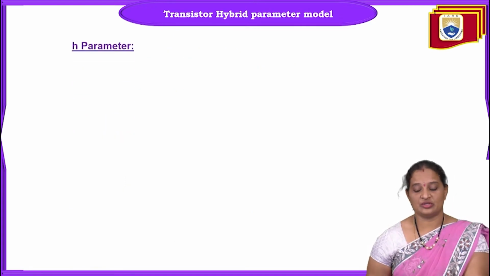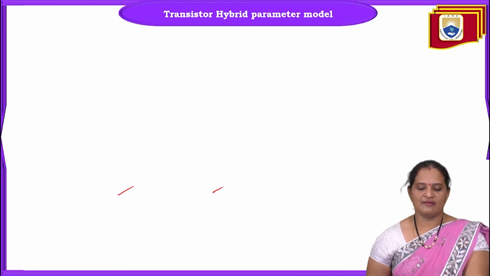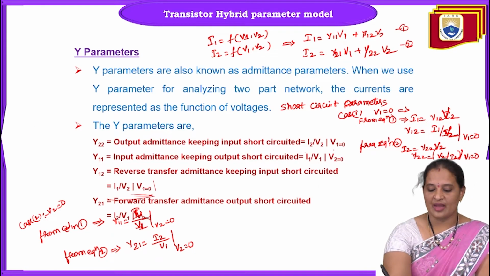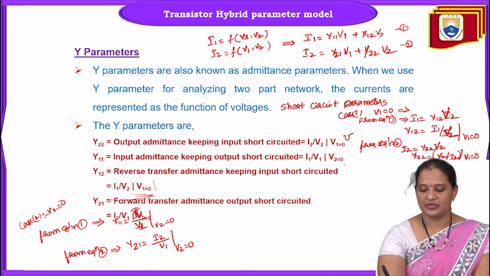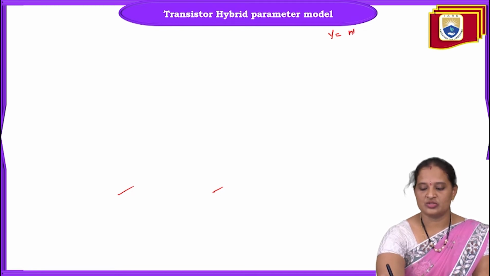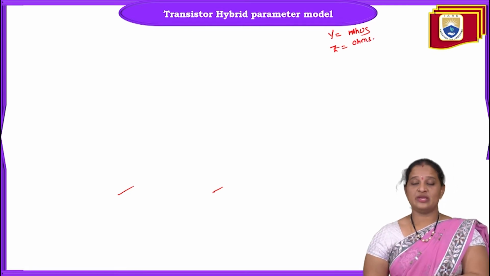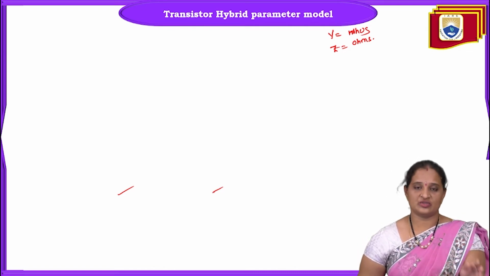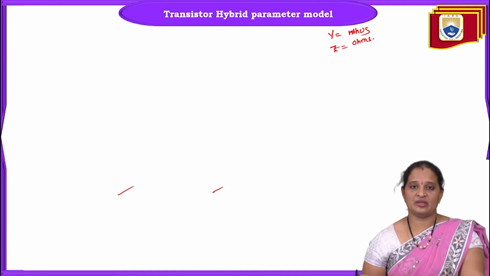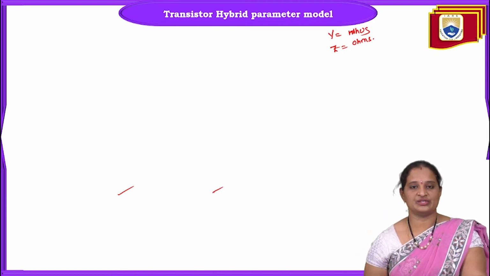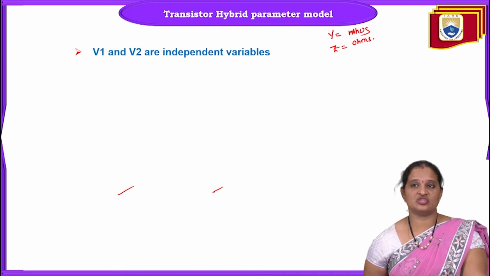Now coming to the H parameters. We have seen all these parameters, right? As all these parameters are admittance parameters, they will have the units of mhos. So the Y parameters have the units of mhos, and Z parameters have the units of ohms. That means we have 4 parameters, Z11, Z12, Z21, Z22, which have the units of ohms, whereas the Y parameters have the units of mhos, because they are defined as a ratio of current to the voltage. That is admittance, and the unit for admittance is mhos.